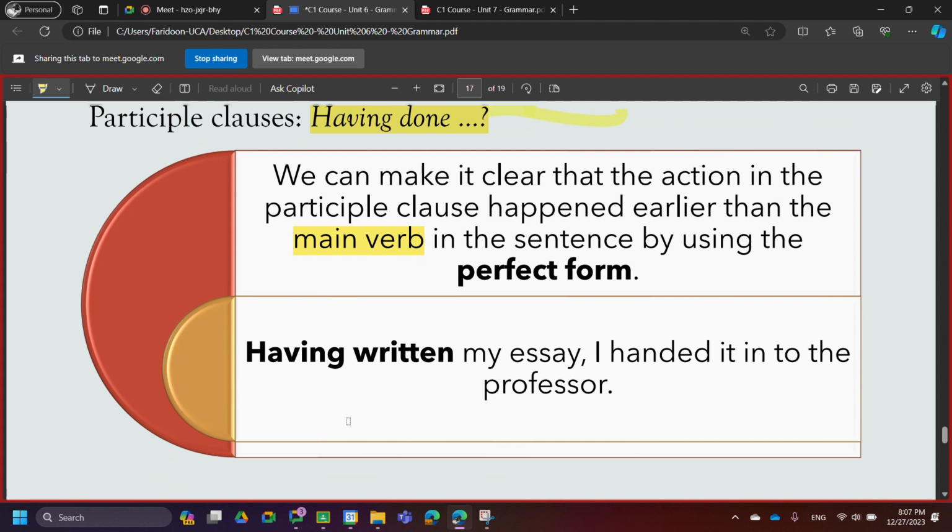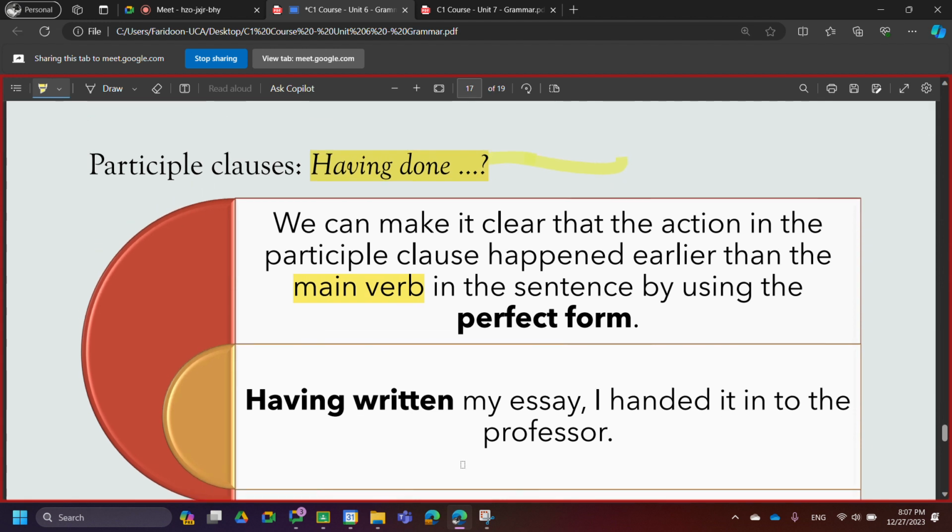Example: having written my essay, I handed it in to the professor. So our main verb action is to hand in the essay to the professor, right? But you also have another action in your participle clause, "having written," so writing the essay. Which of them happened first? 100% the essay was written first, then you gave it to the professor. Now, you can say it in the normal way as well, but if you use the perfect form, it's just more clear. It makes it clear for everyone to understand that this action happened first and then this action happened after it.